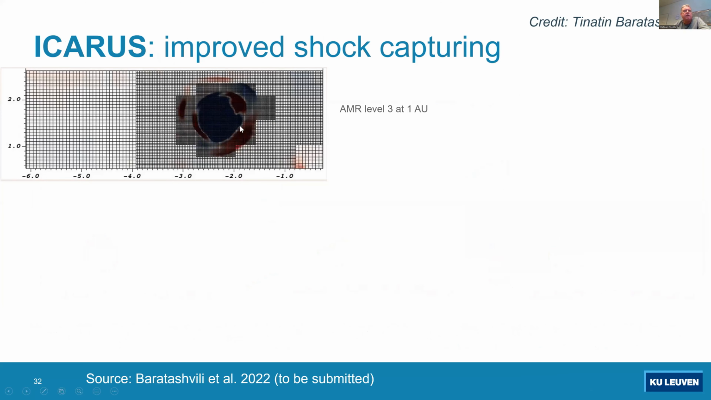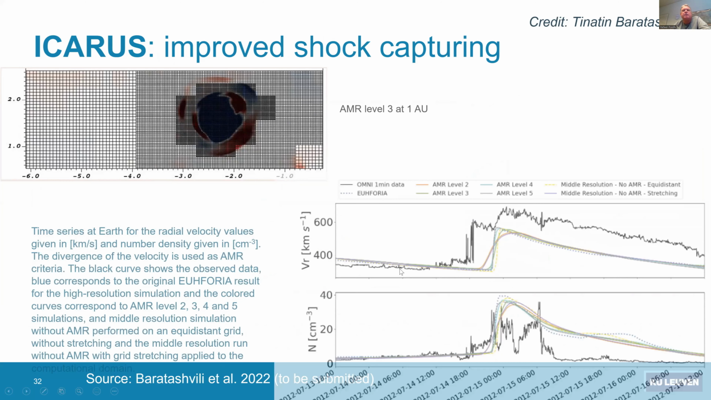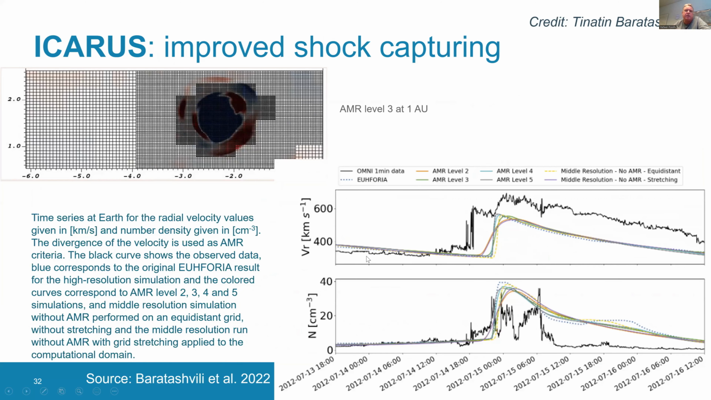Well, here you see the AMR of the CME as it arrives at 0.1 AU. This is a cross section of the sphere at 0.1 AU, with high resolution of the spheromak CME. And here you can see a time series. Okay, in this particular run, the CME was arriving a bit too late, because this is the data and this is the CME predictions with different AMR levels and with and without grid stretching. But why do I show this? Well, I want to show that the shock capturing is much better, of course, if you have locally a very high resolution.